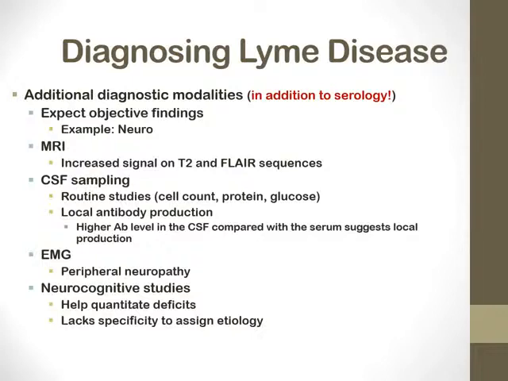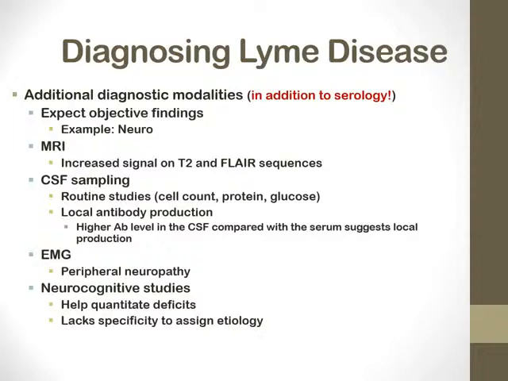I include this slide for one reason: if you're working up a patient's complaint, expect objective abnormalities. For example, if you're working up a neurologic complaint and you apply maximum diagnostic modalities, you should find something objectively wrong. The spirochete does leave telltale signs, and we need to make sure we look for them, and don't just tell a person they have Lyme disease without being able to find some objective abnormality.